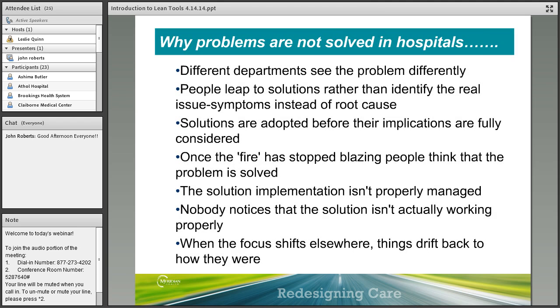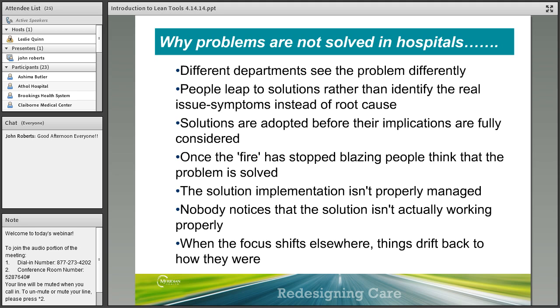So let's talk about A3 problem solving, which is another great Lean tool that I find very useful in working with hospitals for a variety of different reasons, and we'll talk about some of those reasons here in a second. A3 problem solving really is trying to close the gap between what should be and what reality is, and trying to have a standardized way of looking at how to problem solve throughout the organization.